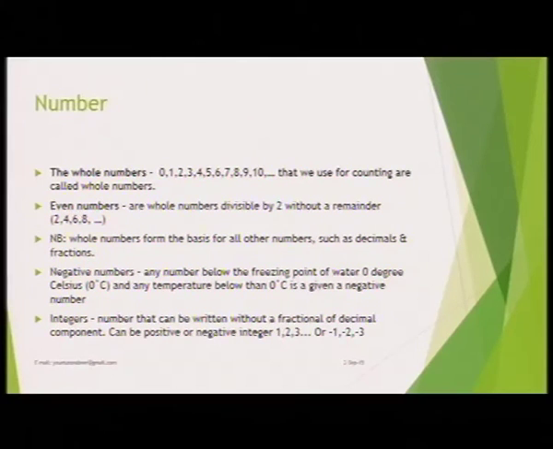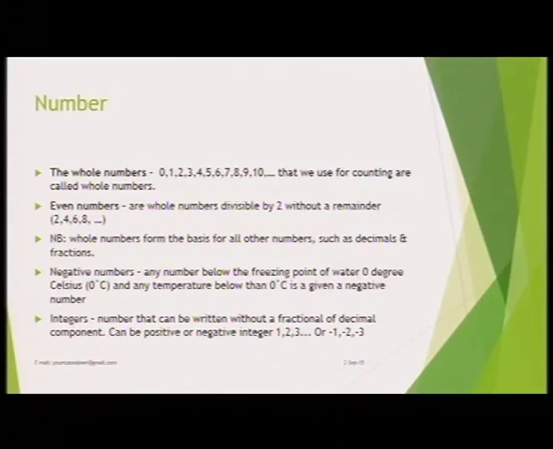Talking about numbers, the whole numbers, we have 0, 1, 2, 3, 4, 5, 6, 7, 8, 9, 10 that we can use to count. These are called whole numbers. Numbers 1, 2, 3, 4, 5 that we use to count, we call them whole numbers.